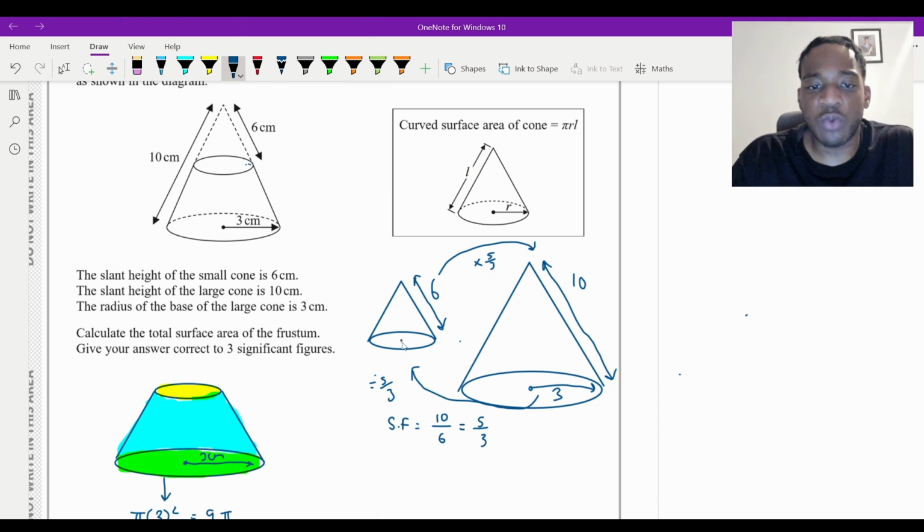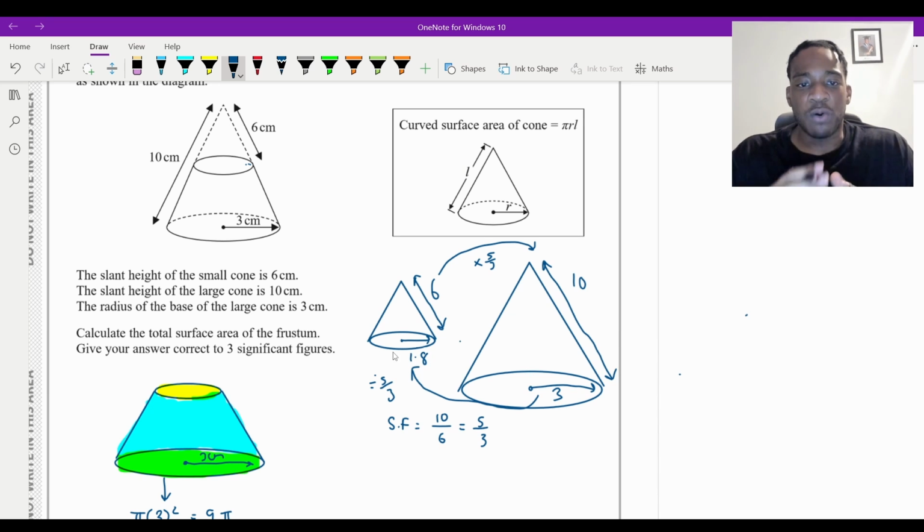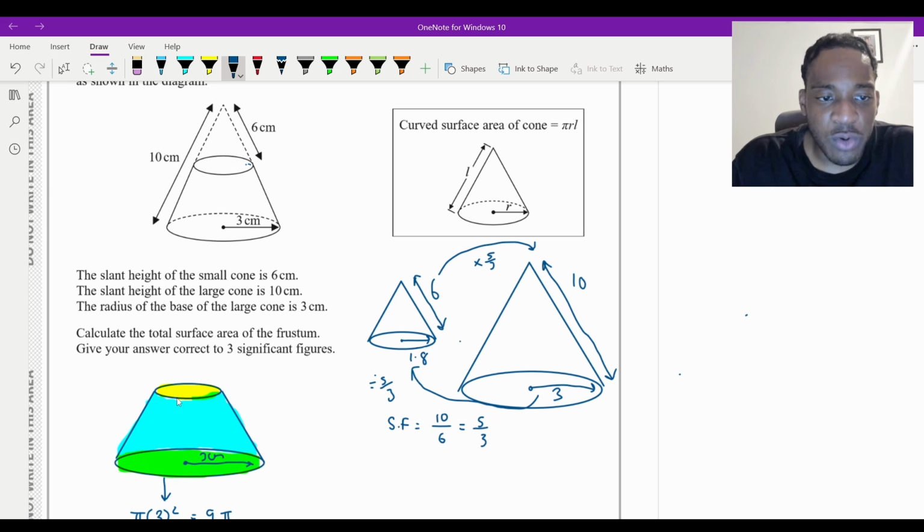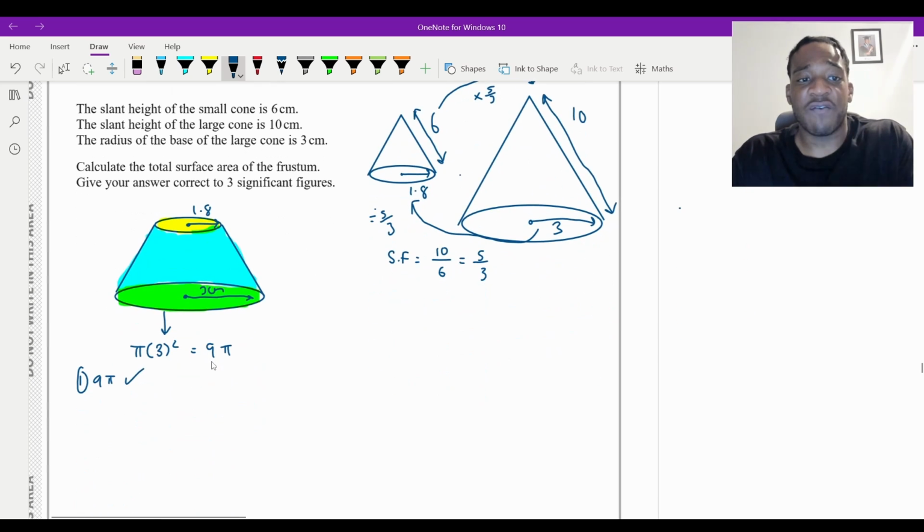And this tells us that the radius of the smaller cone is just 1.8. So just put 1.8 here. Perfect. So now this is good news because we now know that this radius here is 1.8 because this is the base of the smaller one. So put 1.8 here. And that would mean that we can work out the area of that surface.